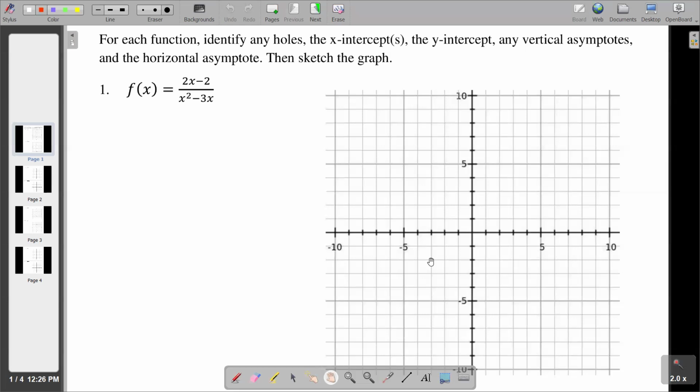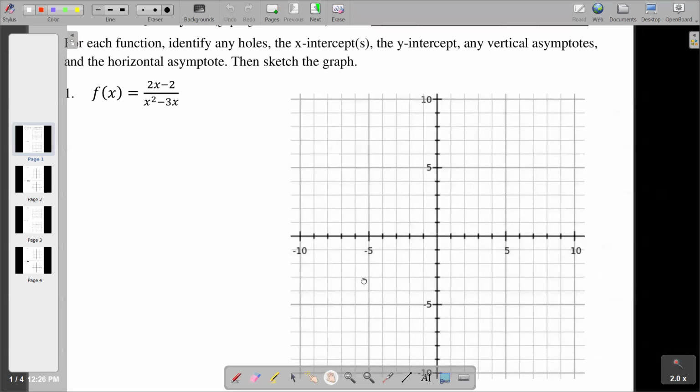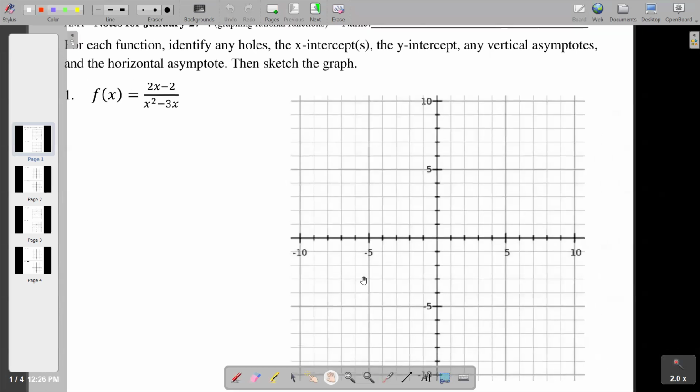So for number 1, let's get started. What do we do first? Factor? Yeah, that's just non-negotiable. Thank you for saying that. So factoring is critical. What is the top of this one going to factor into? Yeah, perfect. So our top is 2 times x minus 1. And then what's our bottom going to factor into? x times x minus 3. Yes, x times x minus 3.